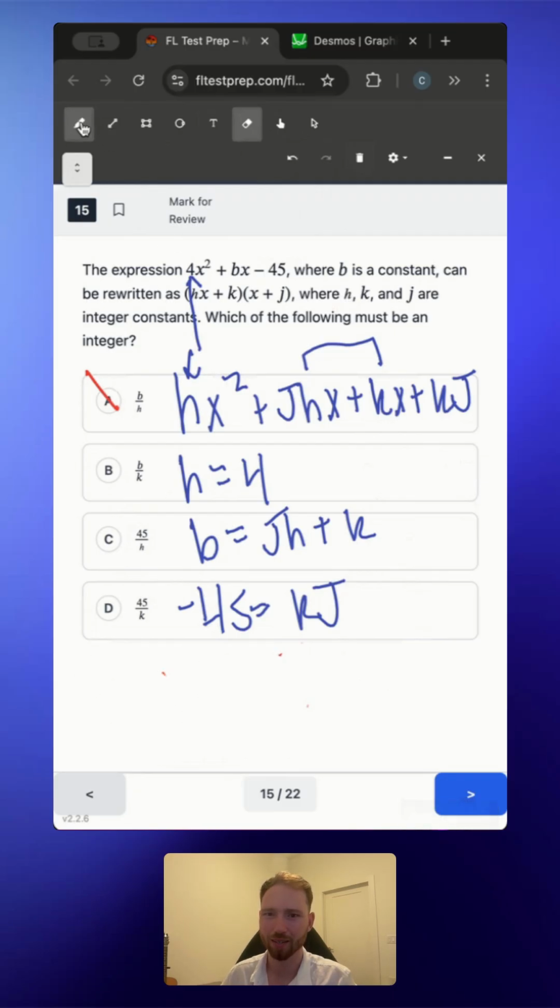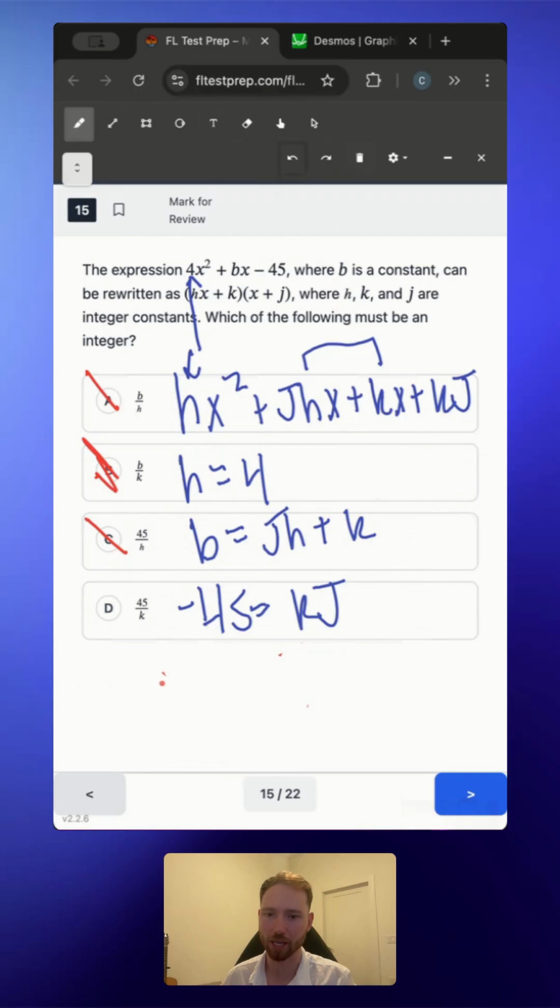Which one makes sense? And then we're going to get 45 over h. So in what world do 45 and h interact? Kind of never. They don't really interact at all. So it can't be C, because h equals 4, b equals jh plus k, but there's no scenario where 45 and h ever interact and it wouldn't create a whole number. Even if I know h is 4, I know 45 divided by 4 doesn't create a whole number either. So that's going to be incorrect.